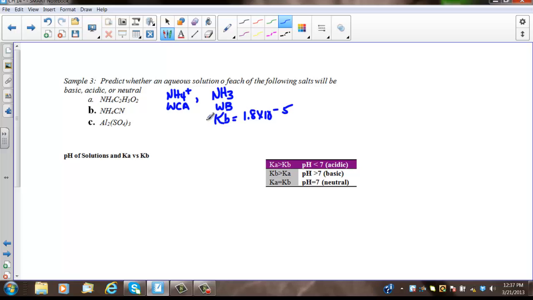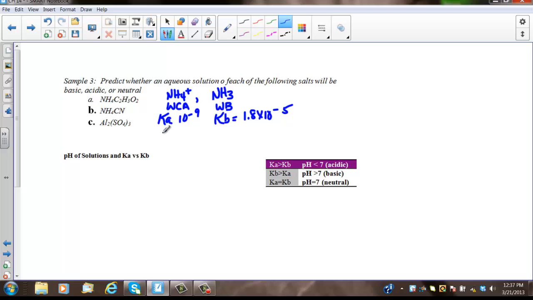And what that means is that since the pH scale is 14, if we just get rid of the numbers and just look at the exponents, 10 to the minus 5, then our weak conjugate acid had to have a Ka of about 10 to the minus 9. Because 10 to the minus 9 and 10 to the minus 5 gives us 10 to the minus 14. So that's looking at the first part of it.